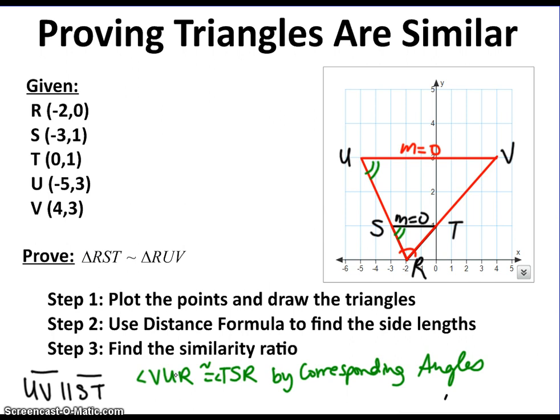So what that means for us is that triangle RST is similar to triangle RUV. So what that means is they're similar, and that has to be by the angle-angle similarity postulate.